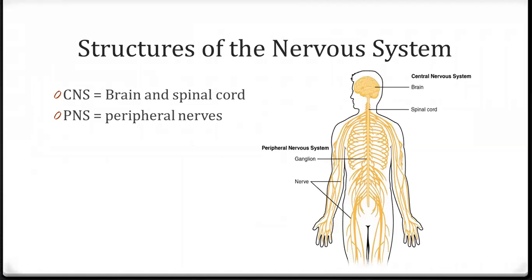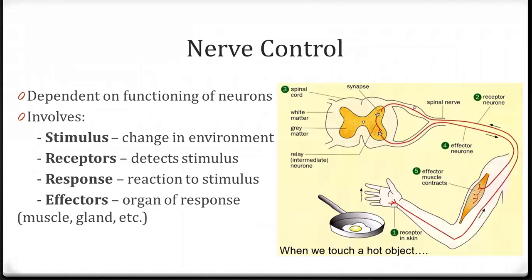The structures include the central nervous system, which are the brain and spinal cord. So I think I would write brain and spinal cord, and then peripheral nerves for peripheral nervous system. Okay, nerve cord is dependent on functioning of neurons. It involves the stimulus, which is the change in environment. It involves receptors, which detect the change, a response, which reacts to the change, and then effectors, which is the organ of response. Like it could be a muscle or a gland.